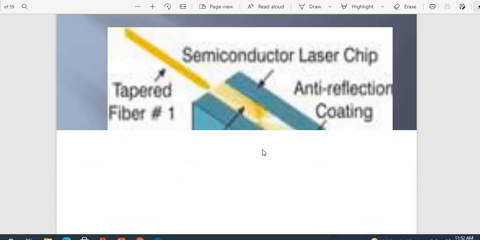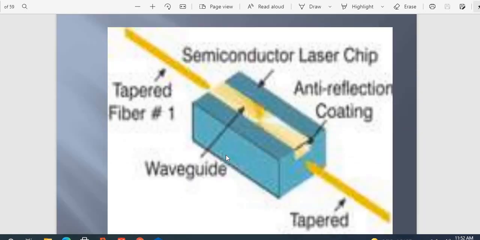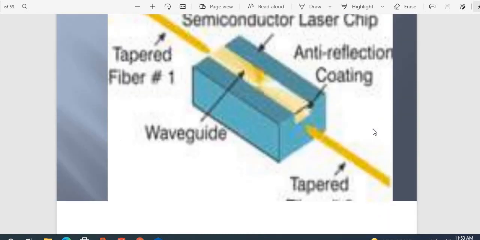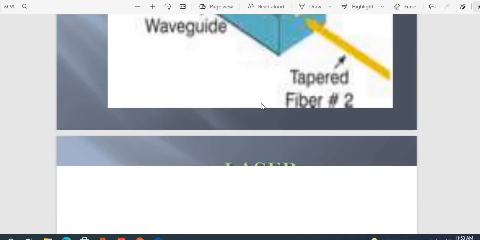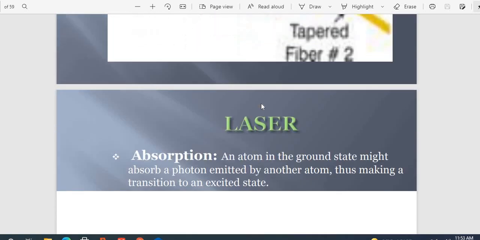As you can see in the diagram, students, we have a waveguide, semiconductor laser light. See, the beam width is very thin, right? And it is tapered by the fiber, and we keep an anti-reflecting coating, and we consider the taper over here, which is for the second fiber. This is our waveguide. By considering this waveguide, your light intensity is increased.